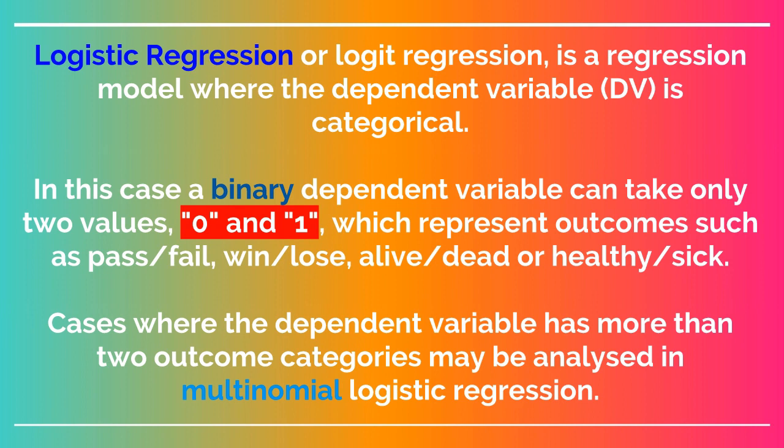In this case, a binary dependent variable can take only two values, 0 and 1, which represent outcomes such as pass or fail, win or lose, alive or dead, or healthy or sick. Cases where the dependent variable has more than two outcome categories may be analyzed in multinomial logistic regression.